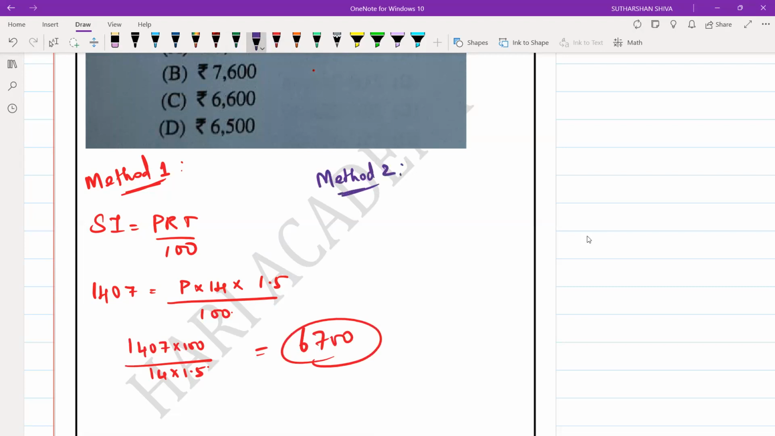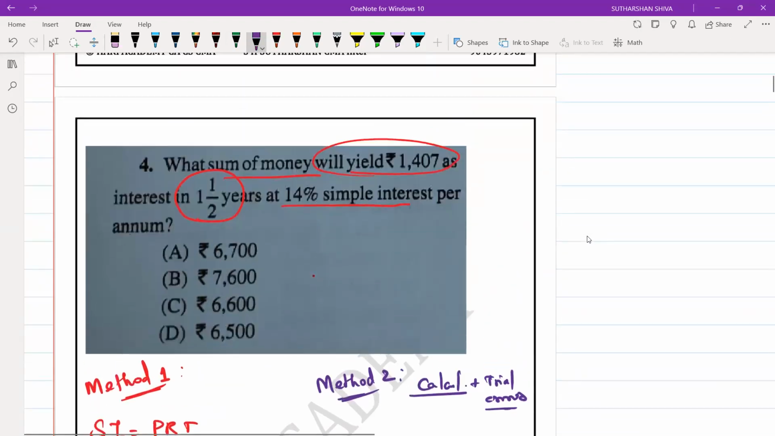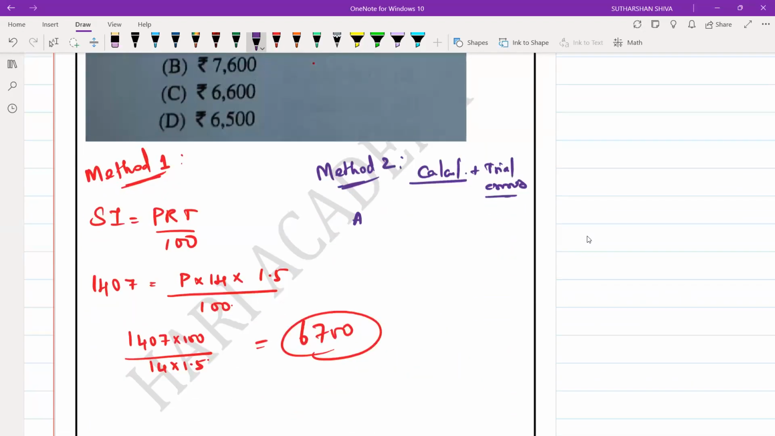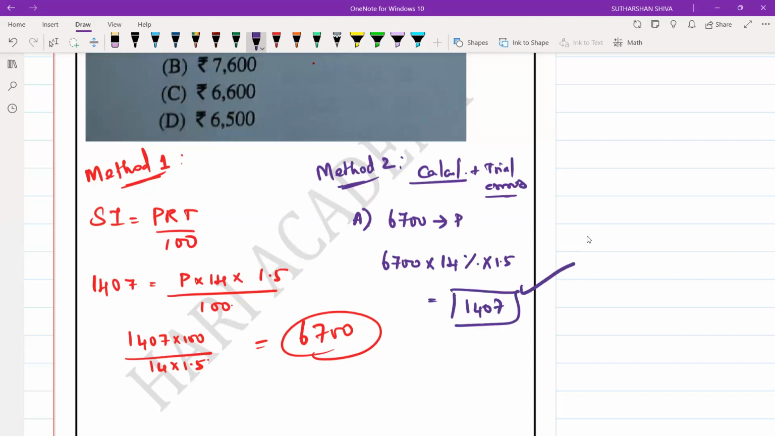I will give you method 2. Method 2 is simple. You can use a calculator plus trial and error. I don't know the formula, but how do I approach? Very simple. If it is simple interest, take option A. We are just going with the trial and error method. Option A is what? 6,700 is my principal, correct? Take a calculator, press 6,700, multiply by interest rate 14, and then press the percentage button, then multiply by 1.5. Your final value should be 1407. If you get 1407, that's your final answer.